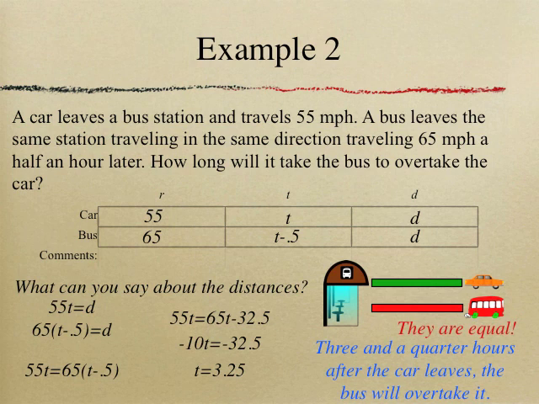Since 3.25 is how long the car has been traveling, that's kind of what we look at. Now, one thing to be careful of, that 0.25, some people will say 3 hours and 25 minutes. Notice that 0.25 doesn't mean 25 minutes. That's 0.25 of an hour. Technically, that's 15 minutes, but as long as you say 3¼ hours or 3.25 hours, I'm fine with that.